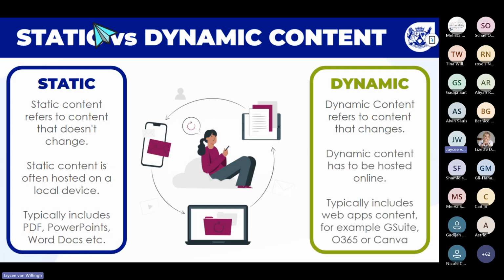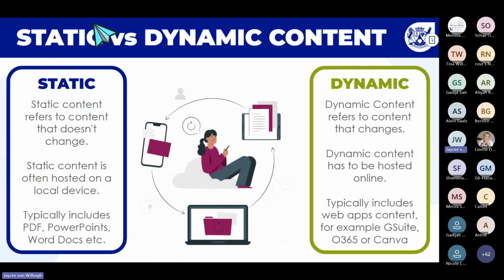So dynamic content has to be hosted online. It typically includes web apps such as Google Suite, Office 365, or Canva. So think about it this way. Dynamic content is when you can upload a document to, say, your Google Drive or your OneDrive, and you're able to access it from anywhere. So you don't have to just use your computer. You can use someone else's computer, just sign into your account, and the document will be there.